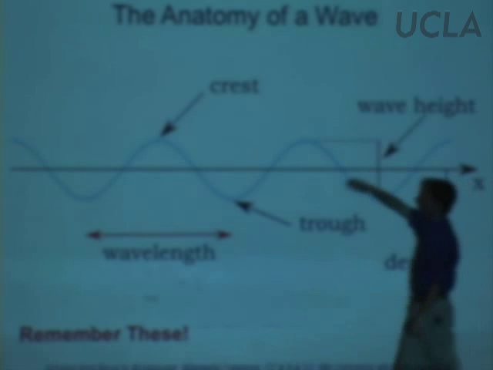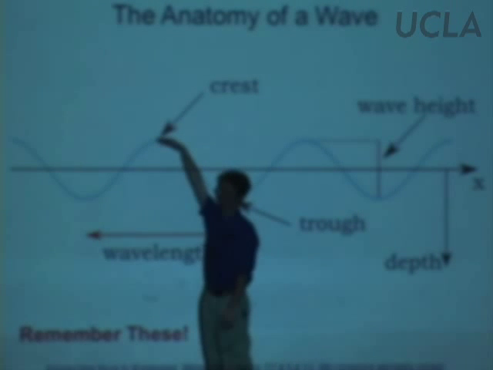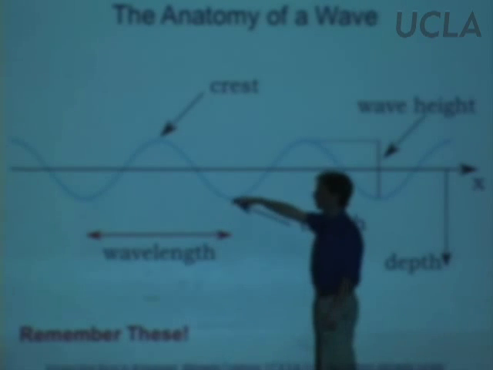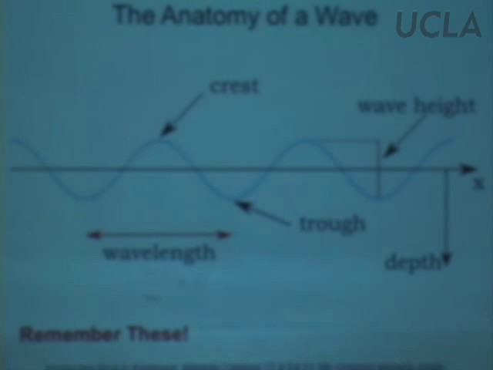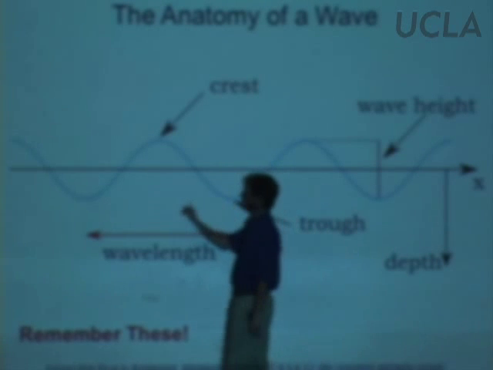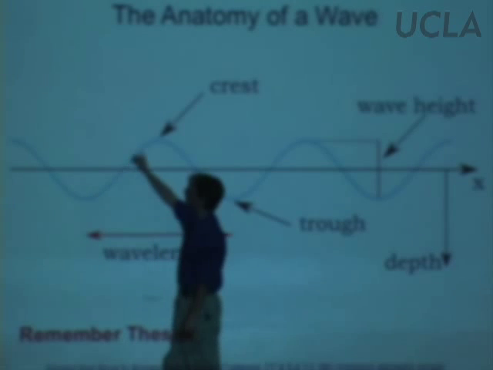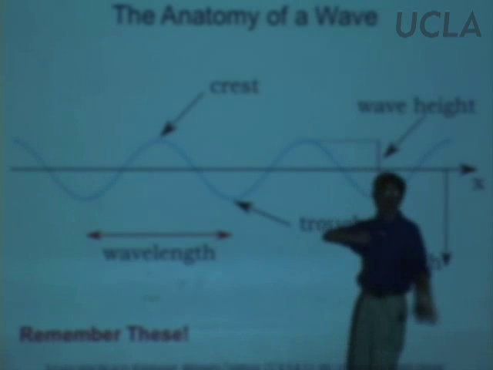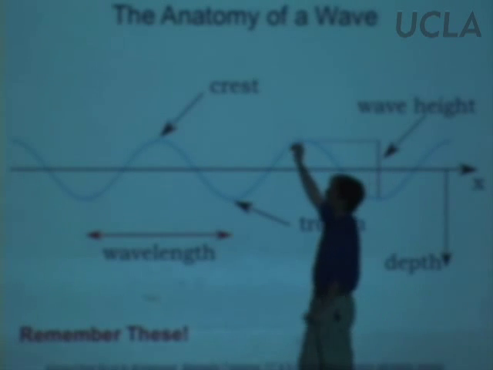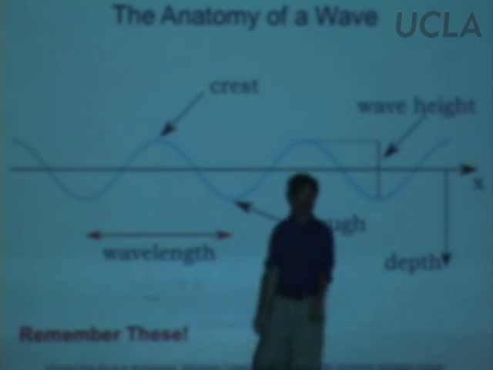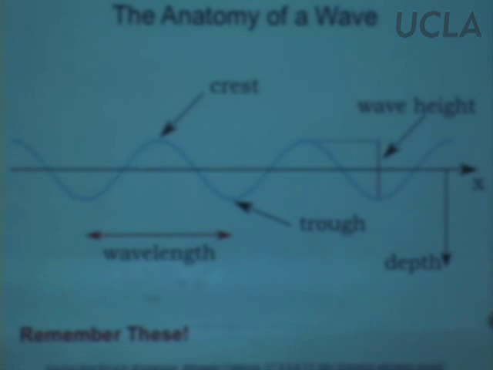It goes up and down and up and down, and it has a crest, a high point, and a trough, a low point, with depth in the water being down in this case. If we look at the distance from, let's say, one trough to the next trough, corresponding to the length of one cycle of the wave, one full oscillation, that is the wavelength. And you could hopefully see that the distance from the crest to the next crest is also the same. You can define the wavelength either way, trough to trough, or crest to crest.